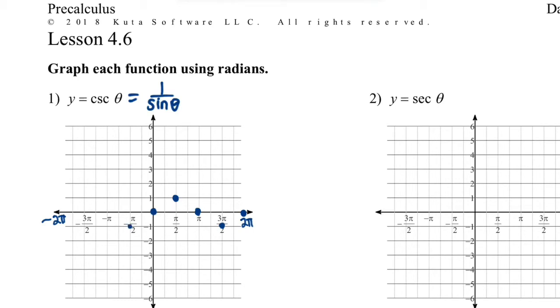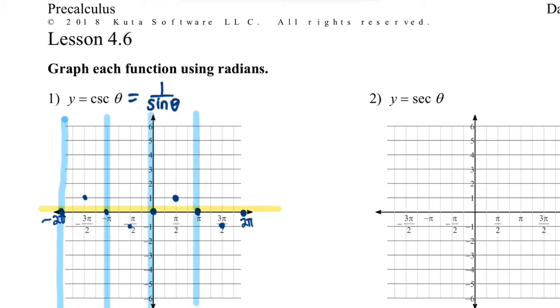Then I'm going to continue the pattern so that I have all these critical points plotted. I'm going to even highlight the midline so that we can see where our sine curve would cross through that midline. And everywhere that it would cross through the midline, I'm going to draw vertical asymptotes. Now it's the reciprocal function, so here's your sine curve.